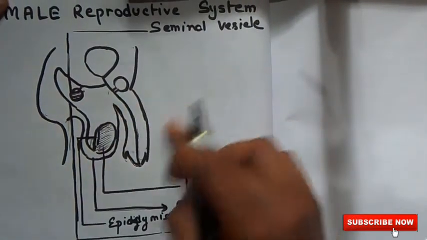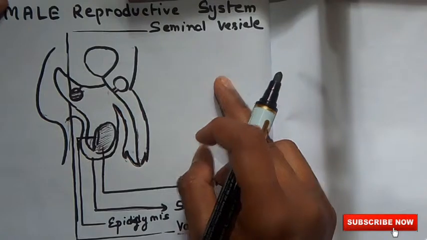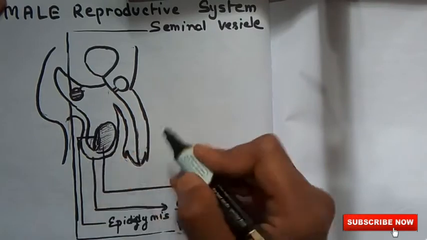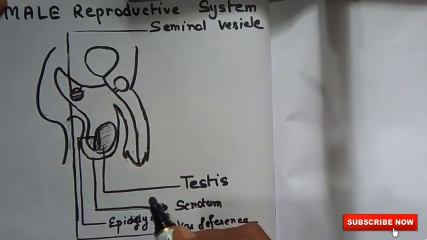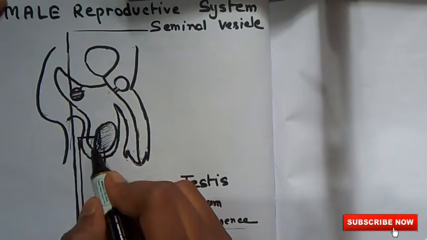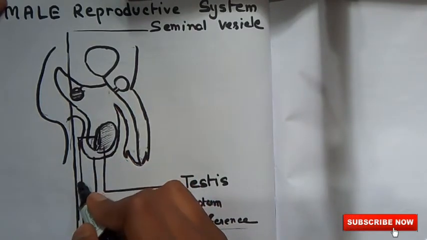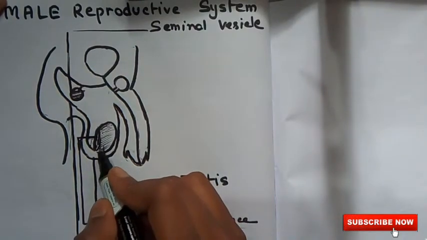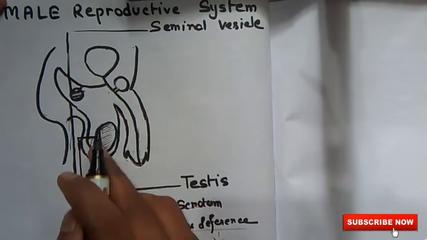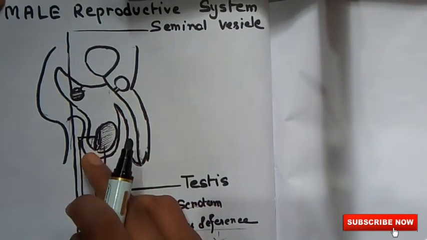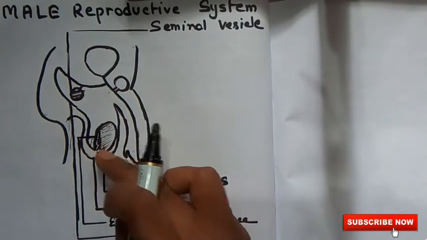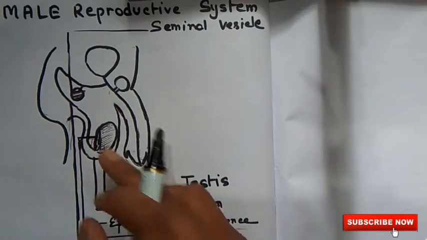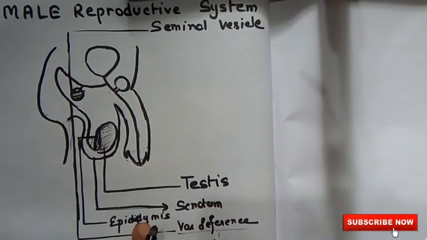Now let's talk about the secondary sex organs of male. You can see here the testes, and here the duct, which is called epididymis. The epididymis connects with the testes, and the function of the epididymis is the temporary storage of sperm.